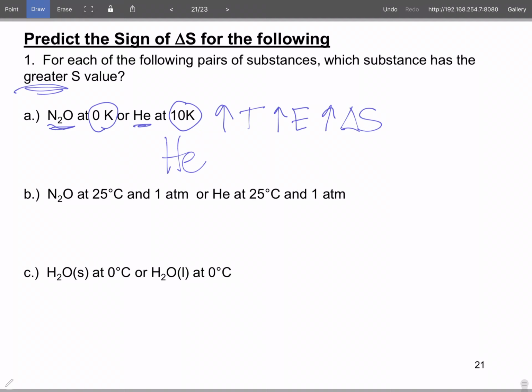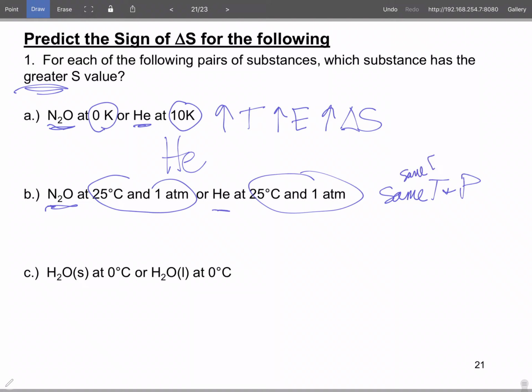Okay, so here we go again. We still have N2O and we have helium, but we're occupying the same temperature and pressure. So what the pressure means is we've got the same volume. We've got the same temperature, which means we have the same energy. So that's no help. So we don't have a difference in number. We're assuming that we don't. We don't have a difference in volume. So the only difference we have is we have to look at molecular motion.